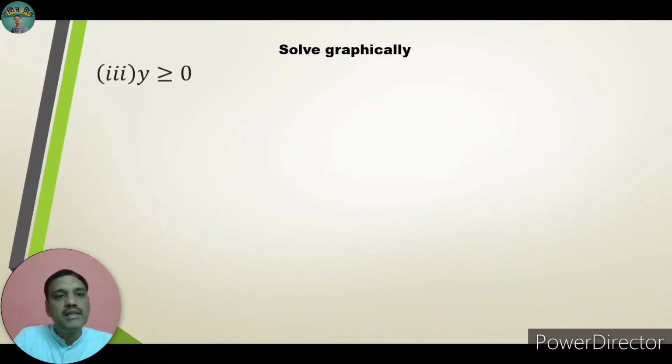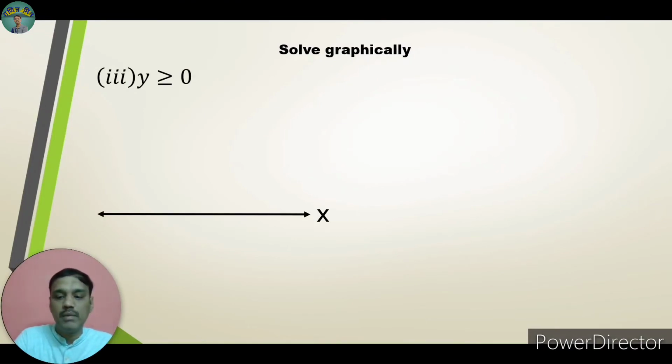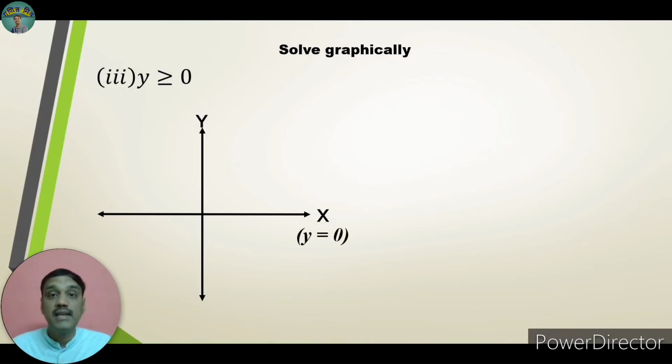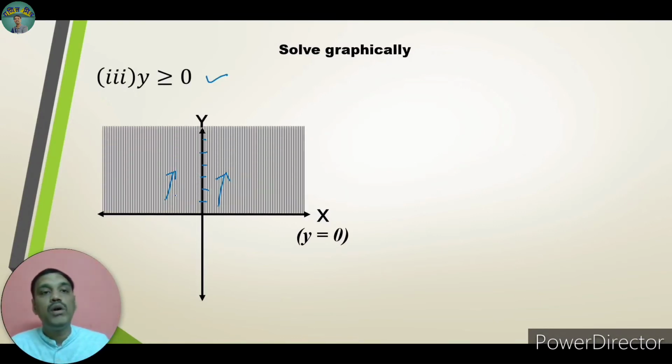Let us move to the third example. Now we can solve this very easily. y greater than or equal to 0. Remember, y equal to 0 means the x-axis itself. Now this side of the x-axis gives us the positive values of y. So y greater than or equal to 0 represents the upward side, which means the solution set is the upward side of the x-axis. So this is the solution for y greater than or equal to 0.